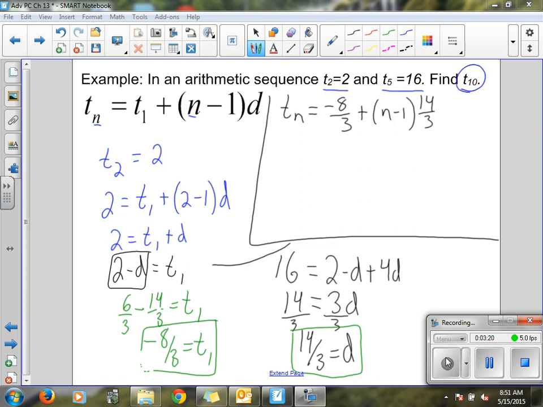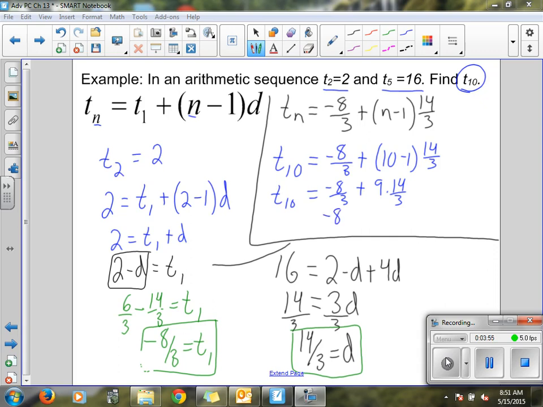So I'm just going to go right to that, evaluating t sub 10, or the 10th term. So we look at letting n equal 10, so we get negative 8/3 plus 10 minus 1 times 14/3. So we're looking at negative 8/3 plus 9 times 14/3. Now we could simplify the right term here and get rid of the fraction, but then we're going to have to add our fractions back together. So I think it's going to make more sense just to leave it there.